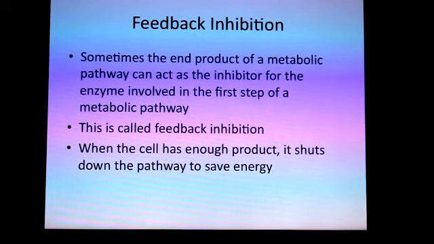Sometimes the end product of a metabolic pathway can act as the inhibitor for the enzyme involved in the first step of the metabolic pathway. So this is called feedback inhibition. Whatever your body makes at the end of the metabolic pathway shuts off the metabolic pathway. This makes sense. When the cell has made enough of whatever it's making, it shuts down the pathway to save energy. That way you don't have this big backlog of product that you don't need.